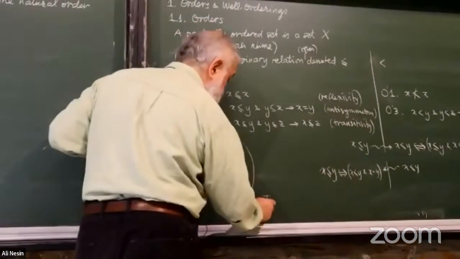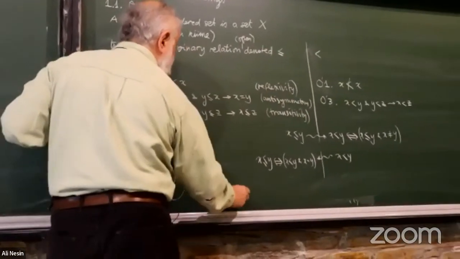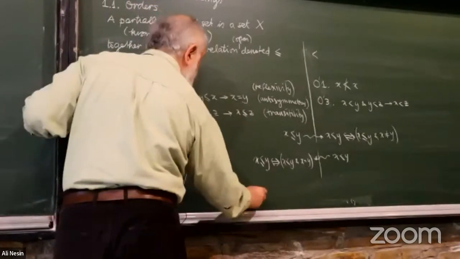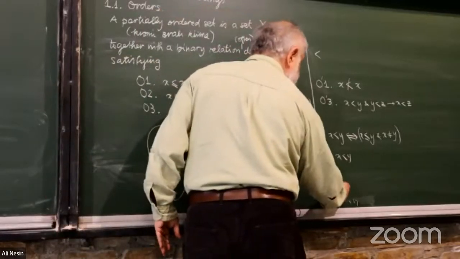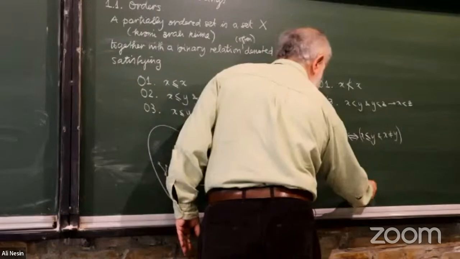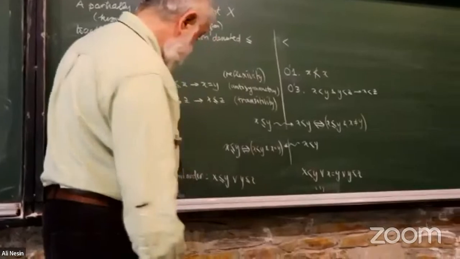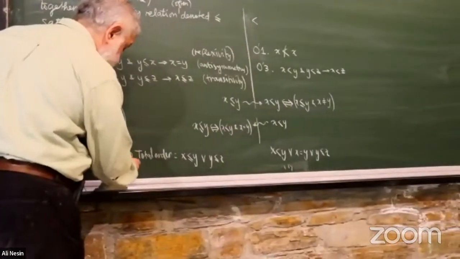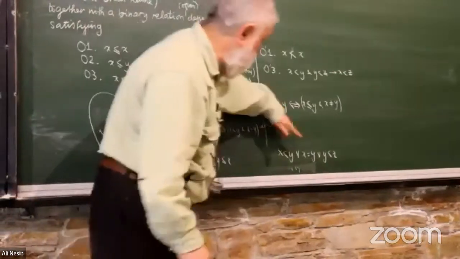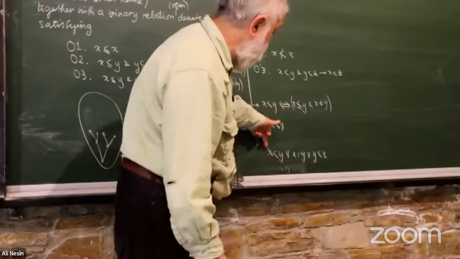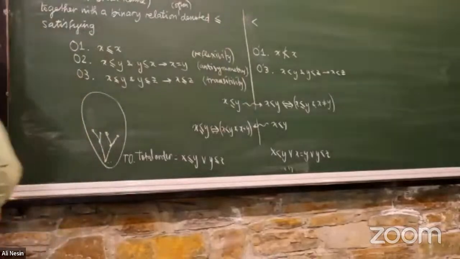Total order means that for x, y, either x is less than or equal to y, or y is less than or equal to x. And in this case, either x is less than y, or x is equal to y, or y is less than x. Let's call this TO, total order. It means that you can compare any two elements. Either one is less, or the other one is less, or they are equal. This is the total order, of course.